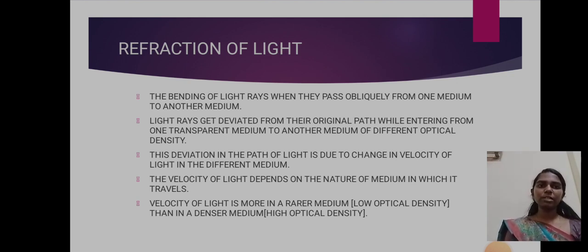So, refraction is the bending of light rays when they pass obliquely from one medium to another. Light rays get deviated from the original path as they enter a transparent medium of different optical density. This deviation of path is due to the change in velocity of light in the different medium. The velocity of light depends upon the nature of the medium in which it travels.